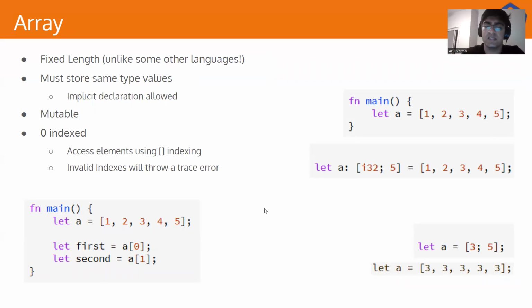Another good thing to know is how you can declare arrays of any length with all the same value. If you look at the bottom right, we have this piece of code: let a equals square brackets 3, semicolon 5. What this does is create an array of length 5 with all its values equal to 3. You can see we have the same piece of code, just written slightly differently: let a equals square brackets 3, comma 3, comma 3, comma 3, comma 3. These two pieces of code are interchangeable. They do the same thing.